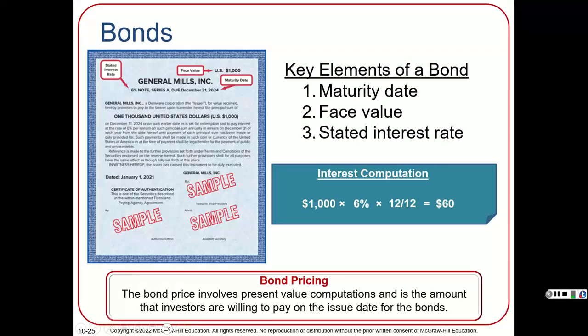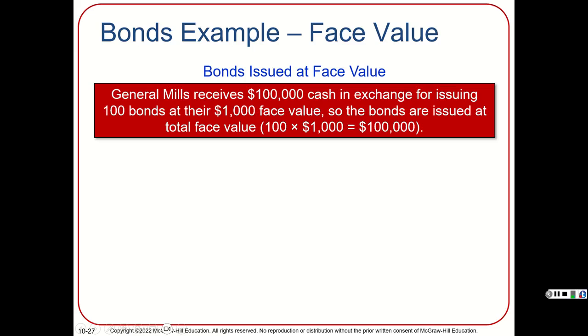So again, the price of the bond is whatever the investors are willing to pay. When we see face value, that does not mean that that's how much money the investor provided. The face value is just something that gives the company a stated rate of interest that can be calculated. At the total face value, which is 100 times 1,000.